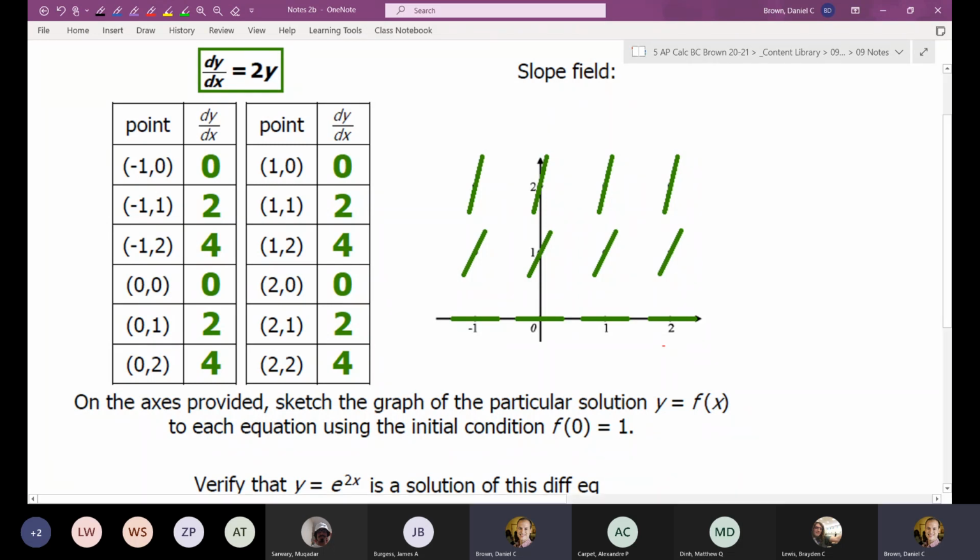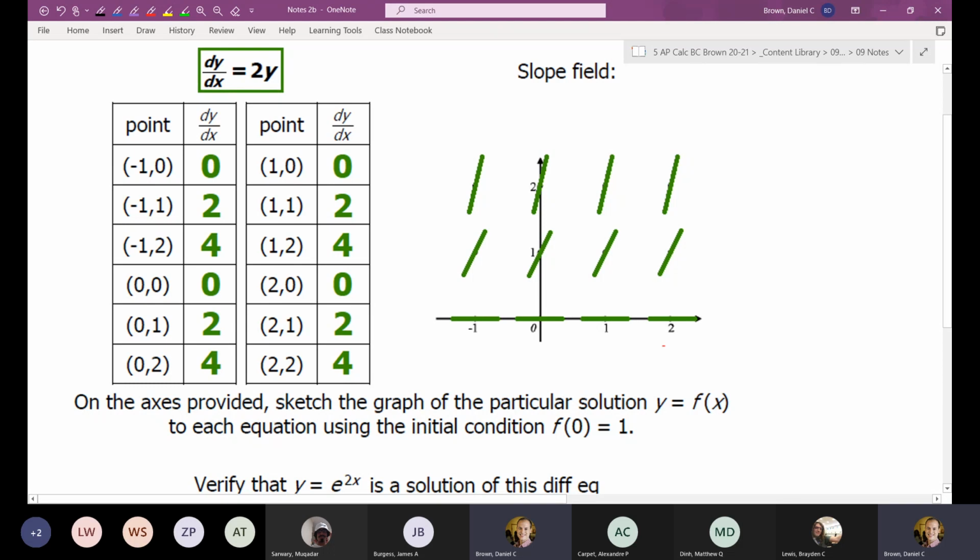But if you were to make a guess, looking at this slope field, what do you think the original function that has a derivative of 2y would be? What type of function, if you're looking at those slopes? It looks like an exponential one. I hope it looks like an exponential one to you. You kind of see the horizontal asymptote and it's increasing.